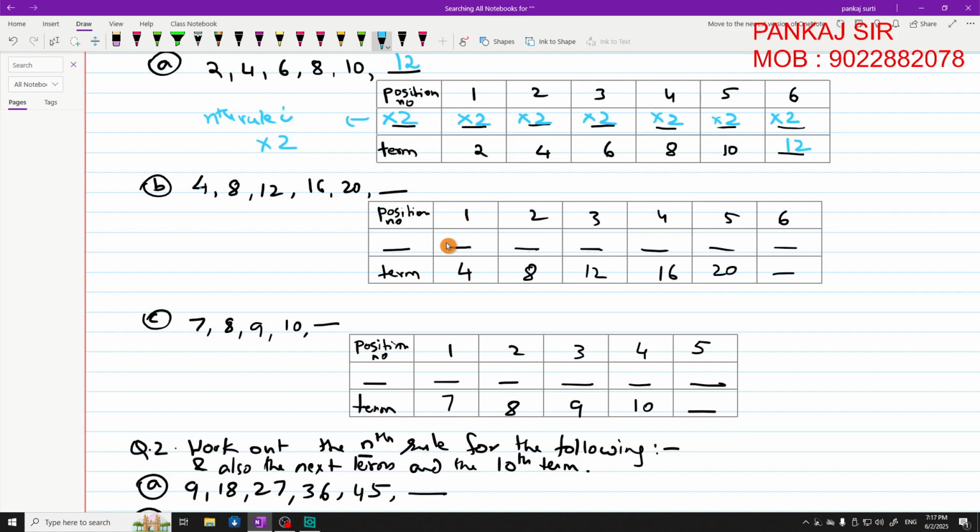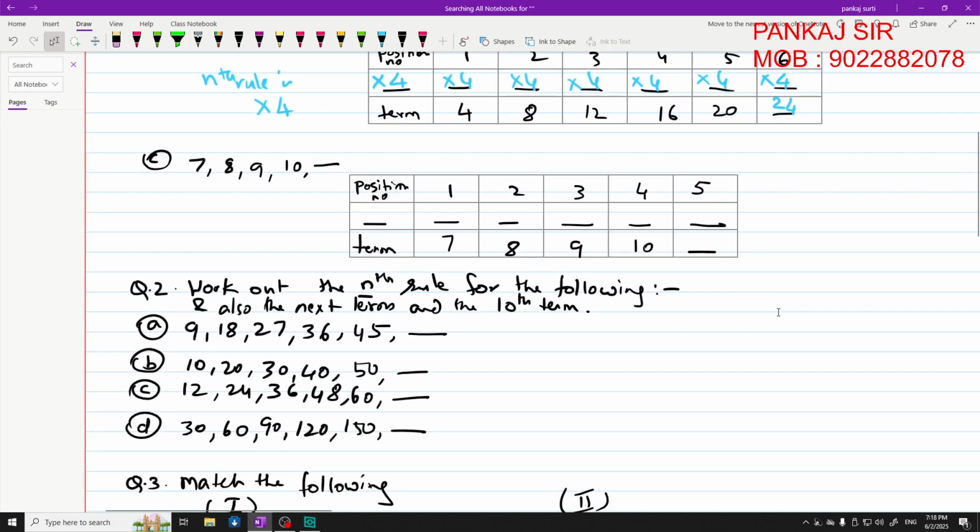Okay. So 1 multiplied by 4 will give me 4, 2 multiplied by 4 will give me 8, 3 multiplied by 4 will give me 12, 4 multiplied by 4 will give me 16, 5 multiplied by 4 will give me 20. So this is working. So here the rule can be multiplication by 4. So 1 multiplied by 4 is 4, 2 multiplied by 4 is 8, 3 multiplied by 4 is 12, 4 multiplied by 4 is 16, 5 multiplied by 4 is 20, and 6 multiplied by 4 has to be 24. So my sixth term has to be 24. So here I am going to write 24, and my nth rule is times 4.